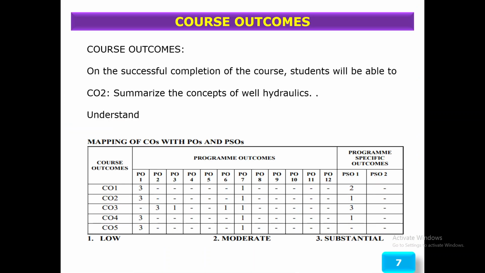The topic is correlated with the course outcome: summarize the concept of well hydraulics. It is an understand level. Then CO2 is correlated with PO1, PO7 and then PSO1.